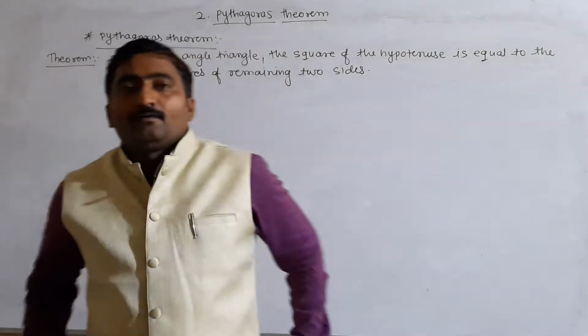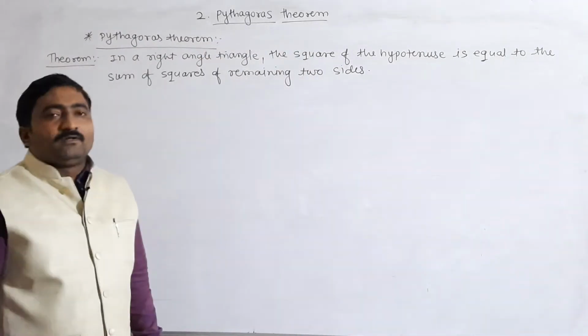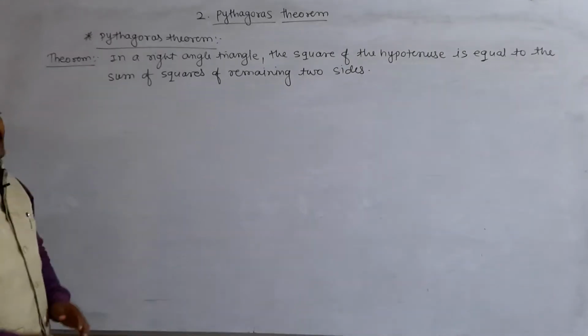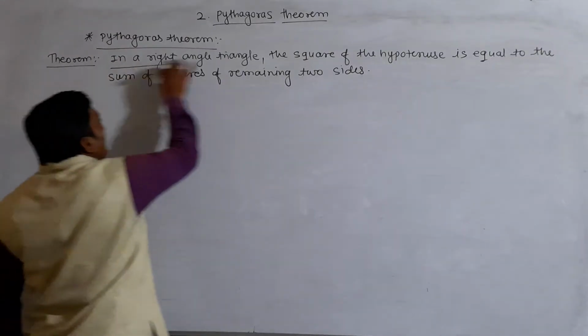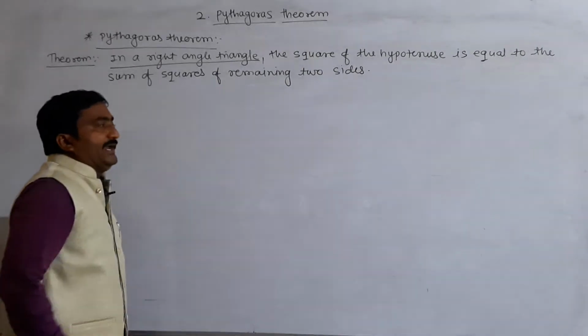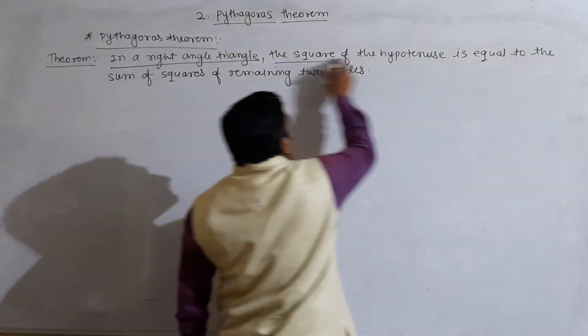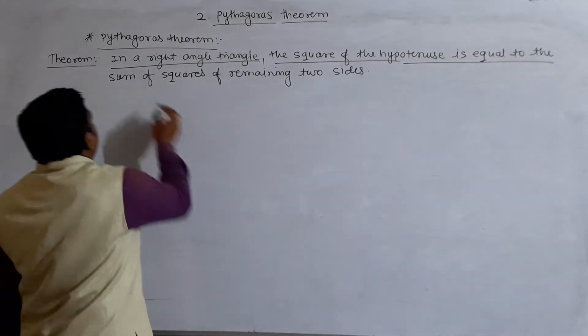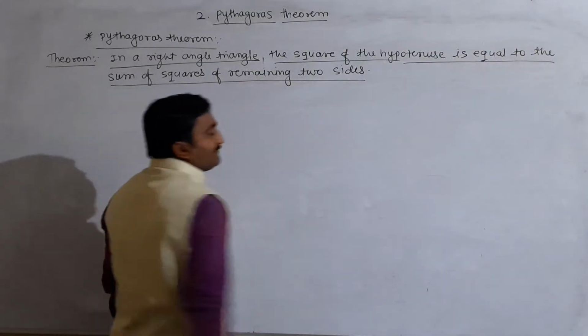So what is the statement of Pythagoras theorem? In a right angle triangle, the square of the hypotenuse is equal to the sum of squares of the remaining two sides.